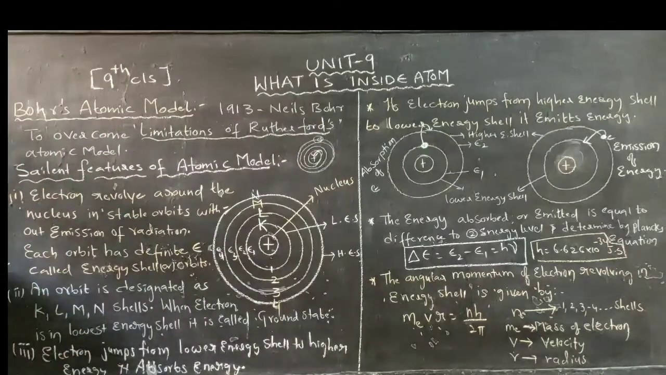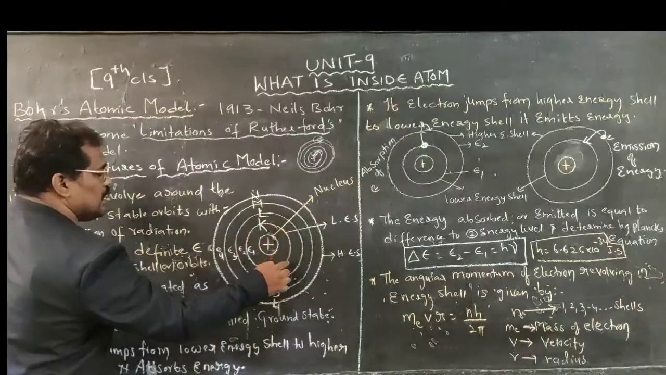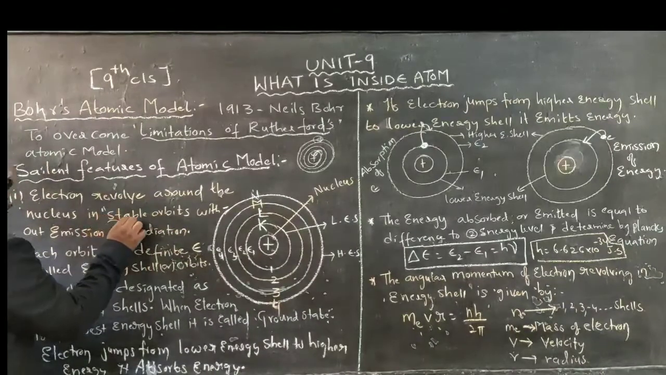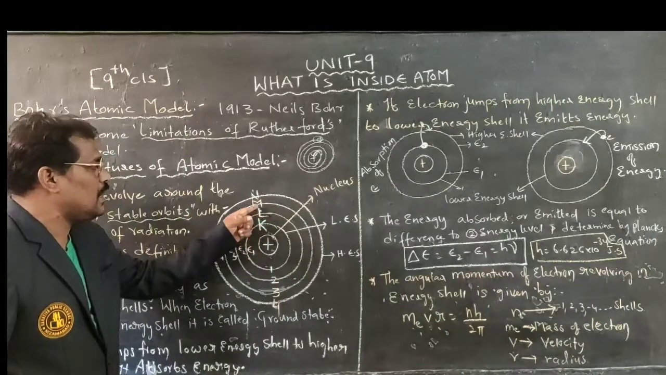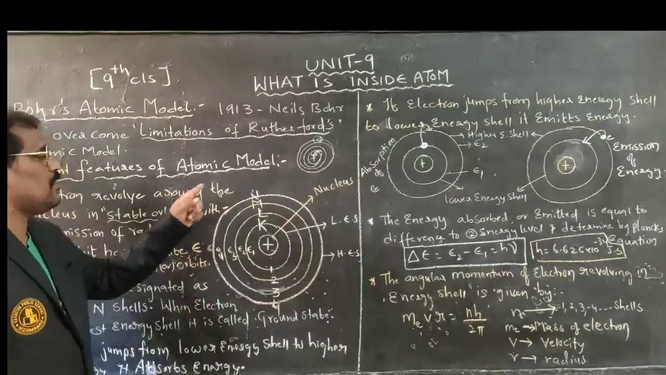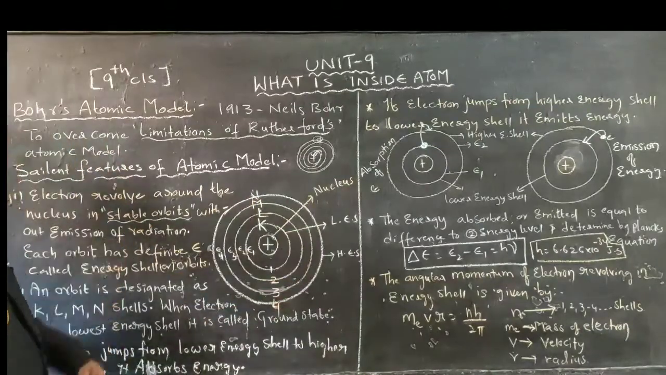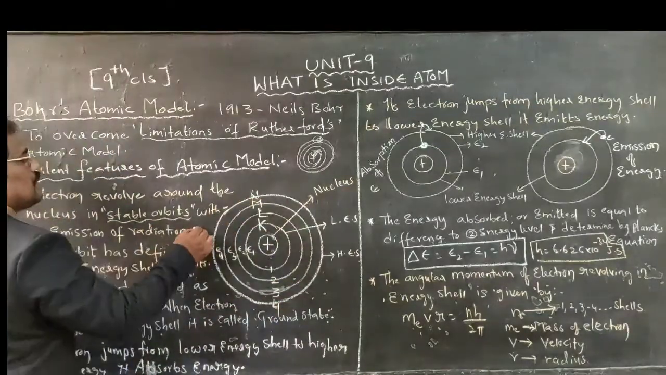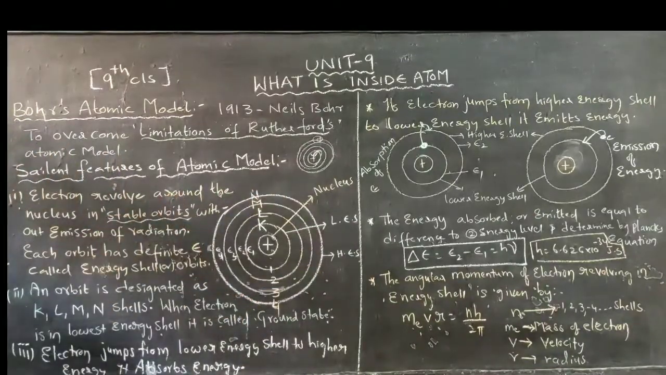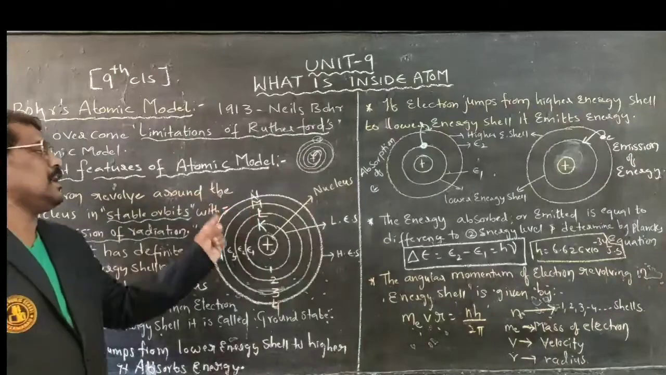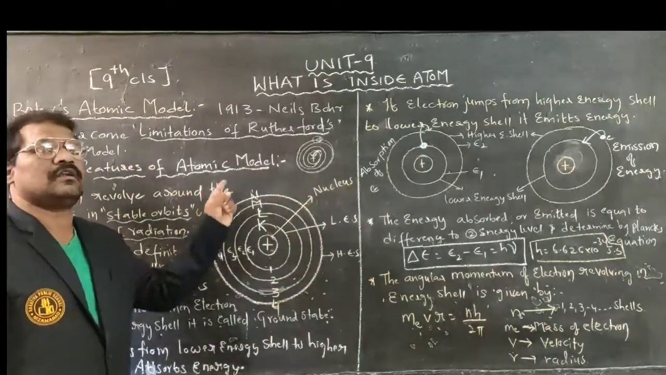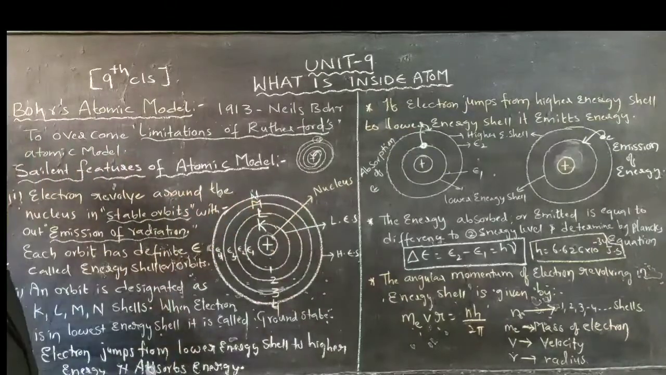He said that electrons revolve around the nucleus in stable orbits. Within that, K, L, M, N are nothing but stable circular orbits. In these circular orbits, electrons will be orbiting around the nucleus based upon one point, that is, without emission of radiation. Without emission of radiation, within circular orbits, the electron is orbiting around the nucleus.